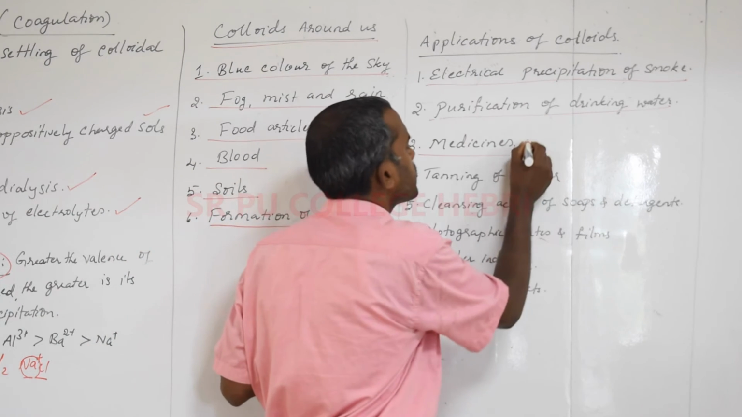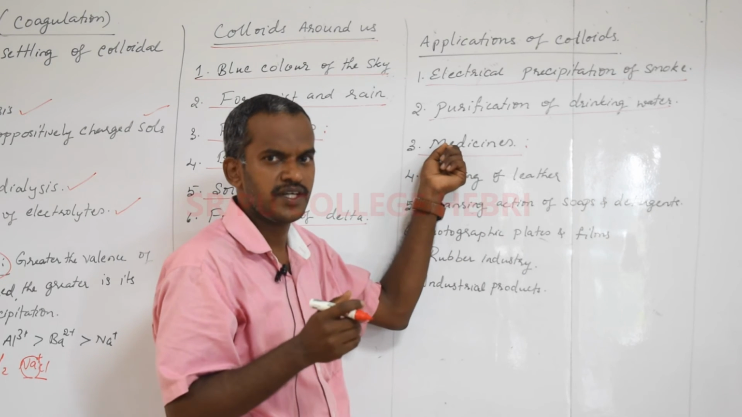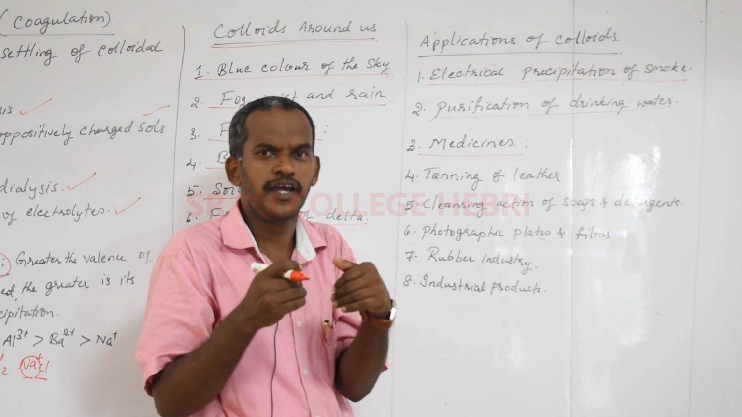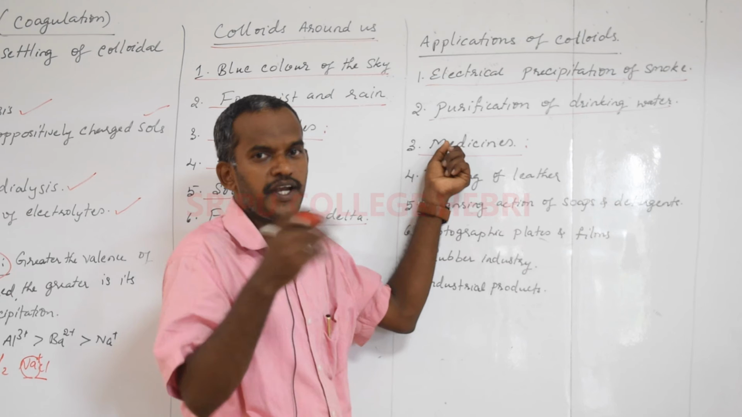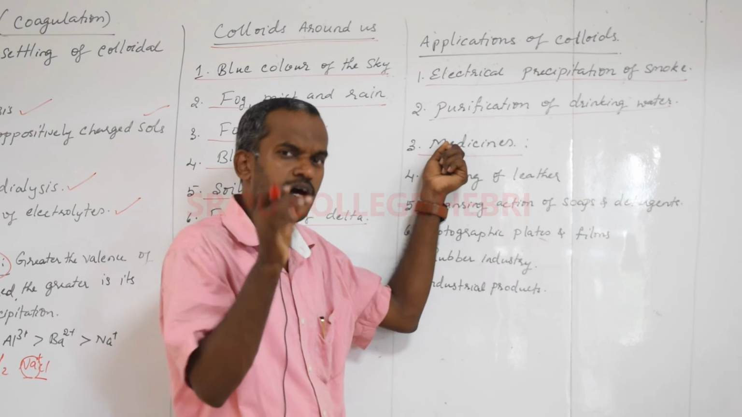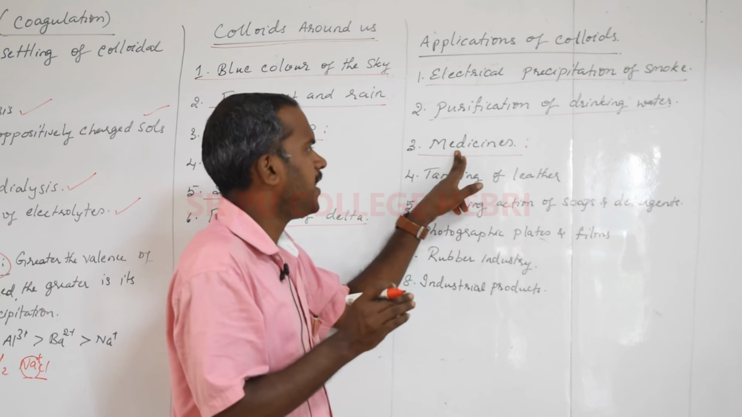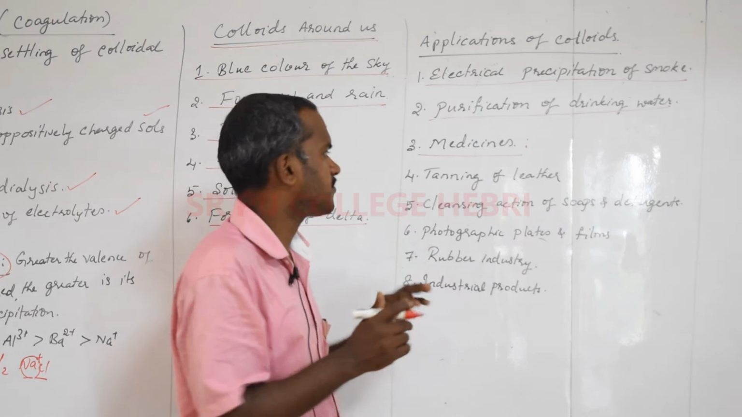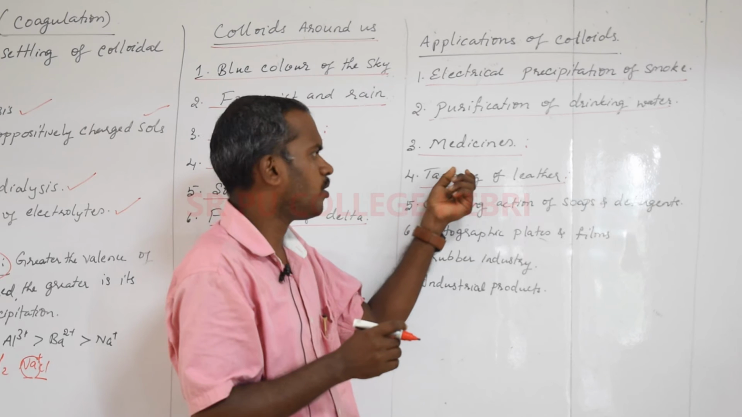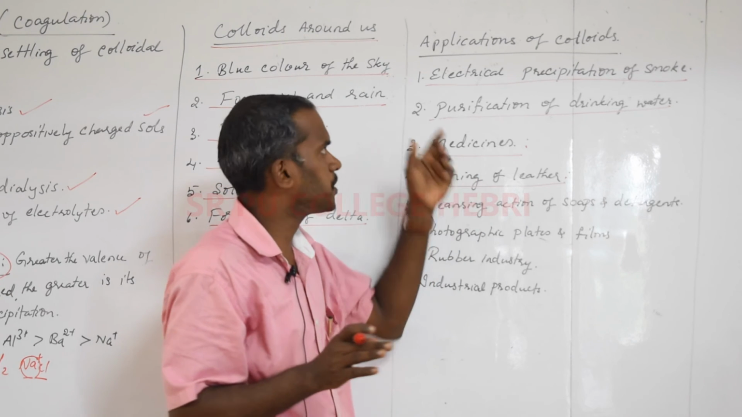Coming to the third one, medicines. We know so many chemicals we use as chemotherapeutic drugs. They are also colloids in nature. They can be easily adsorbed on the surface within the body, and they are more efficient. Or you can understand about some antacids like milk of magnesia, which you may have heard of. It is also colloid in nature, which easily gets adsorbed on the surface of the cells. So medicines is one more important application of colloids. And when you consider the tanning of leather, there also the phenomena of adsorption and colloids take place. So tanning of leather is one more important application of a colloid.